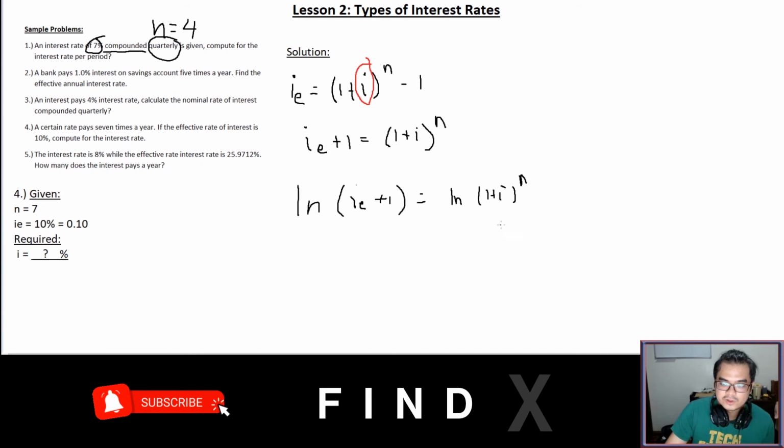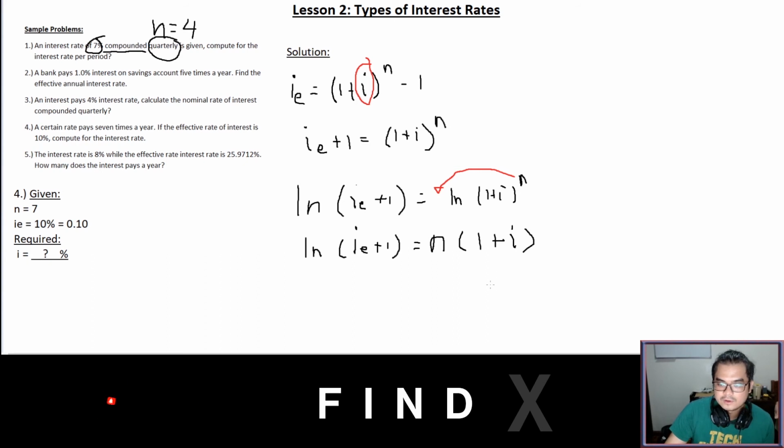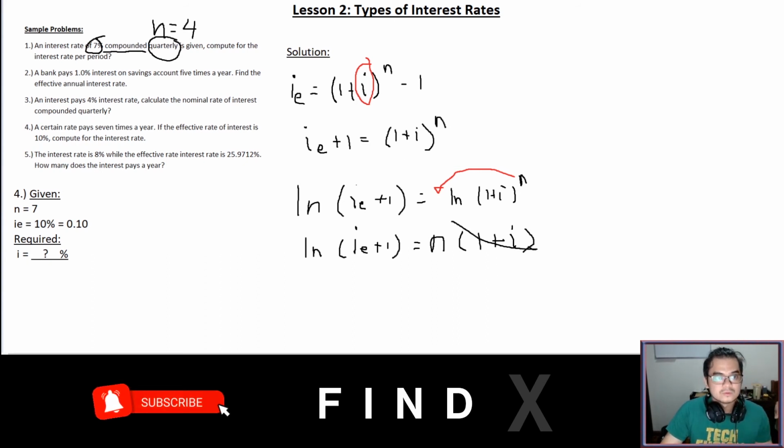And after this, using the properties of logarithm, this n can go down here. Therefore, we'll have ln of IE plus 1 equal to n times ln of 1 plus I. Oh no, I forgot the ln. Sorry. Oops.